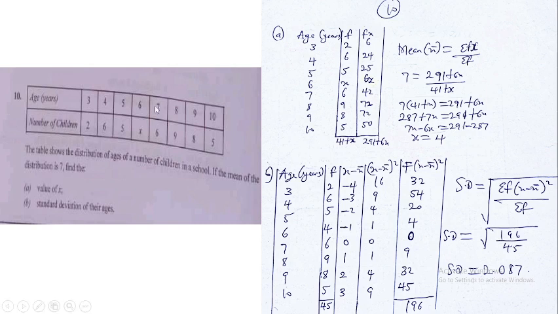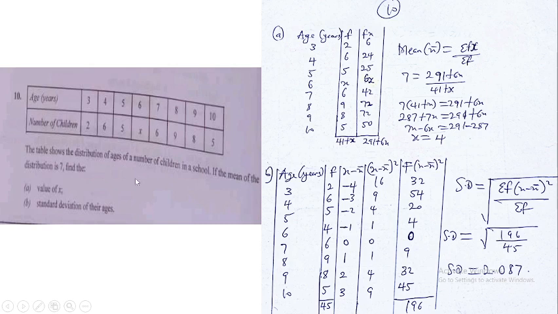So question number 10 says that we have ages in years: 3, 4, 5, 6, 7, 8, 9, 10 are the ages. This is group data now, and we have a number of children with their ages. Two children have age 3, 6 children 4, 5 children 5 years, x children 6, 6 children 7, 9 children 8, 8 children 9, then 5 children are 10 years old. The table shows the distribution of ages of children in a school.